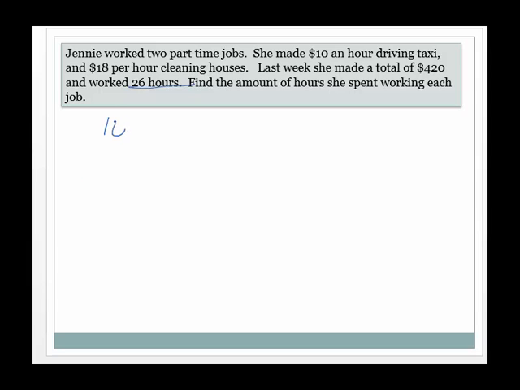Let's say $10 for driving taxi plus $18 per hour for cleaning houses. So I'm going to use D for driving taxi and C for cleaning houses as my variables. And she made $420. So I hope that makes sense to you, that $10 per hour for driving plus $18 per hour for cleaning has to add up to 420. And then the other equation we know is this: her driving plus her cleaning, the amount of hours, has to add up to 26. So there's my 2 equations.